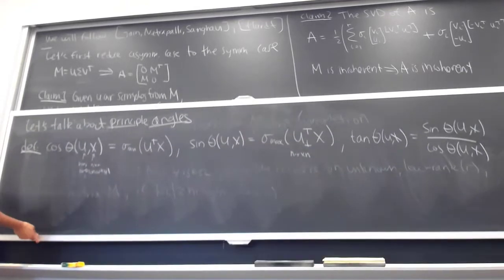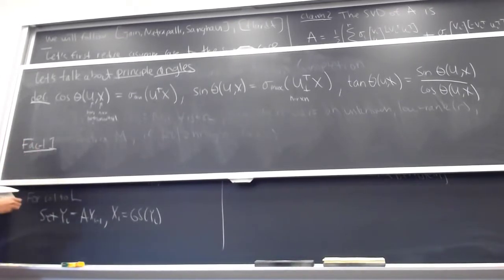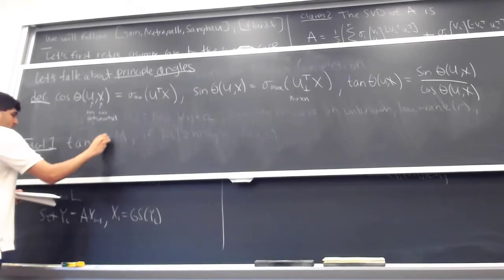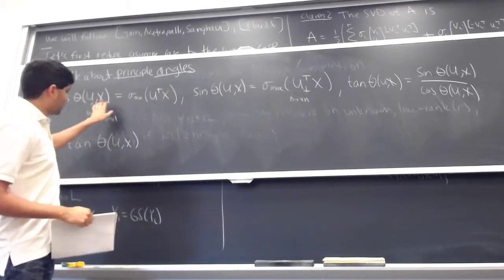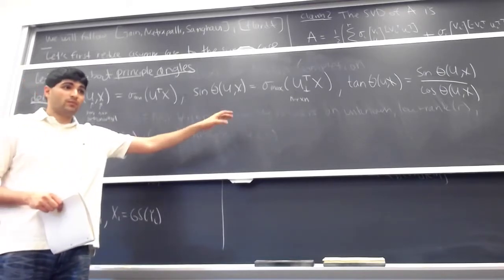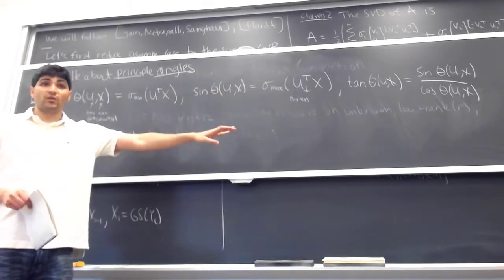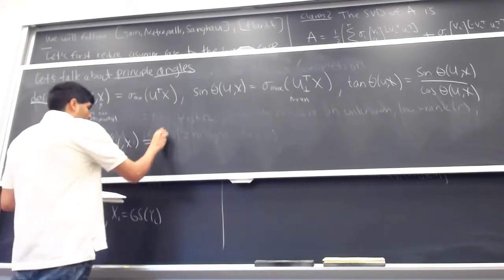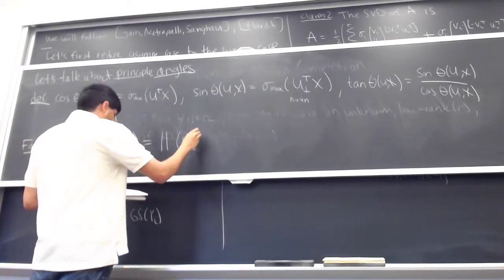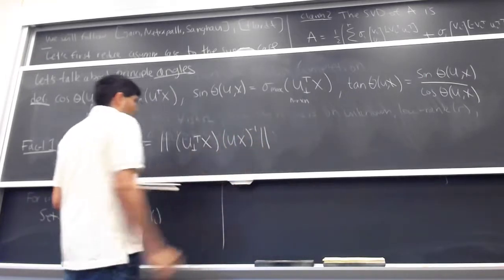And in fact, the really important fact we're going to use, again, not going to prove this, is that there's even a nice expression explicitly for tan of theta of u and x. The same way we've defined cosine and sine in terms of singular values of some matrices, we've defined tan of theta based on sine of theta and cos of theta. So there actually is a definition for tan of theta which only involves the operator norm of some matrices. And what it is, you just take u perp transpose times x times u transpose x inverse, operator norm.